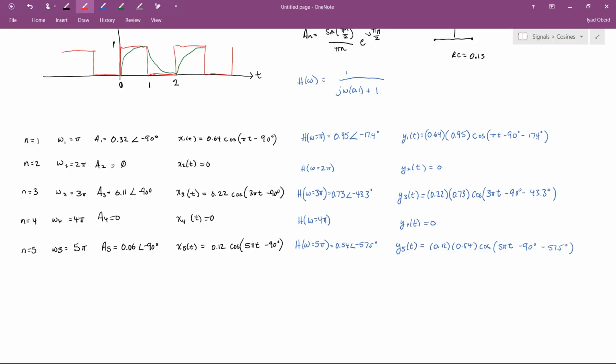But in general, if we take all the x's and we sum all the x of i's, we should get the square signal. Okay, that's what Fourier series theory tells us, right? If we sum together all those x of i's, we should get the square wave. So the question now is, what happens when you add together all the y's?